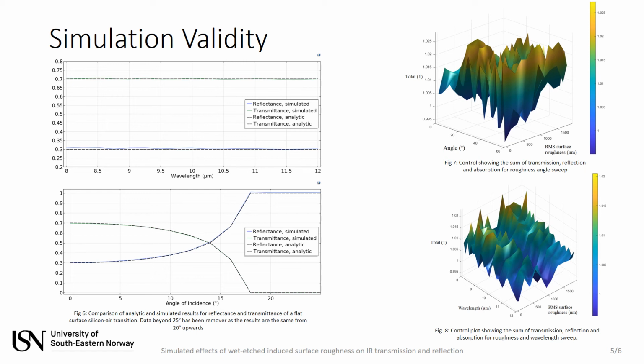Another indicator of simulation validity is to add up the simulated reflection, transmission, and absorption coefficient. And in a valid simulation, these fractions should theoretically add up to unity. Now, in figures 7 and 8, we see that our simulation actually does this fairly well, especially at lower roughnesses and angles.